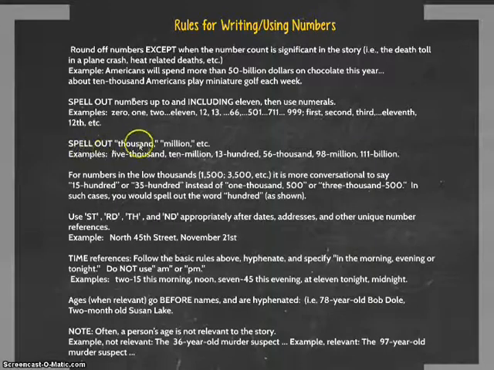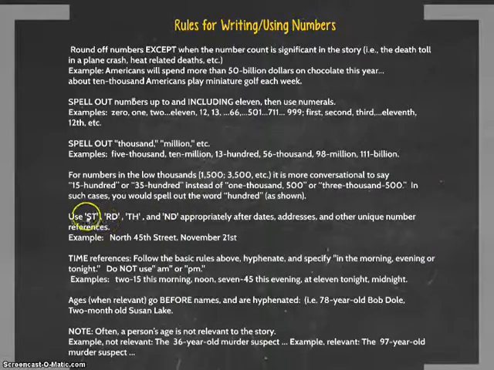If you want them to say words like thousand, million, billion, you should write those words out as well. For example, you would write 5,000 like this, 10 million, 1,300, 56,000, 98 million, 111 billion. Now for numbers in the low thousands, like 1,500 or 3,500, it's more conversational to say it just like I just did, fifteen hundred, thirty-five hundred, instead of one thousand five hundred or three thousand five hundred. So in such cases, you should write it out just like you want them to say it.